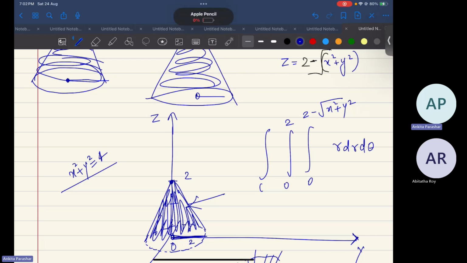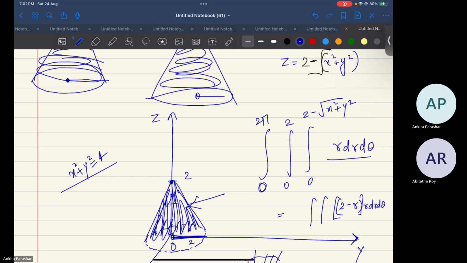Okay, let me just write quickly. 0 to 2 pi, and finally you can write it as (2 minus r) r dr d theta, with r from 0 to 2. Does it make sense?